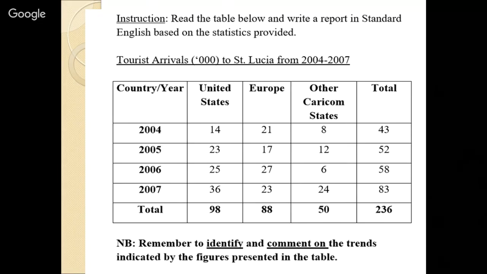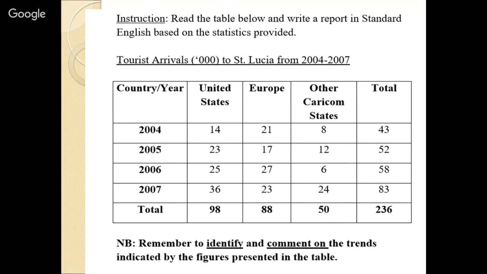So notice that before you write anything, one of the first things that you're going to have to do is read the question, understand what the question is asking of you, and then you need to analyze the table.